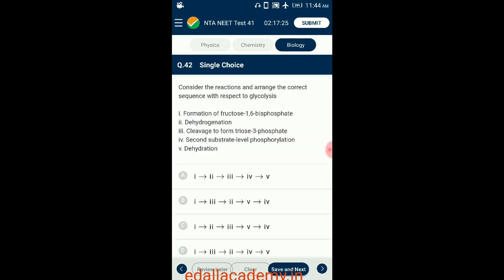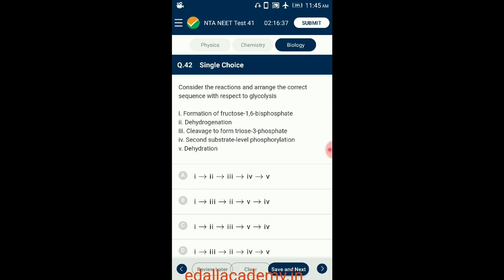Question number 42. Consider the reactions and arrange the correct sequence with respect to glycolysis. Here 5 statements are given. Glycolysis is the metabolic pathway that converts glucose into pyruvate. This pathway can be thought of as comprising 3 stages. Stage 1 is the conversion of glucose into fructose 1,6 bisphosphate, consisting of 3 steps: phosphorylation, isomerization and a second phosphorylation reaction. The strategy of these initial steps in glycolysis is to trap the glucose in the cell and form a compound that can be readily cleaved into phosphorylated 3 carbon units.